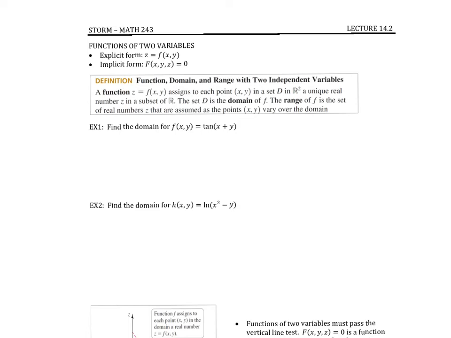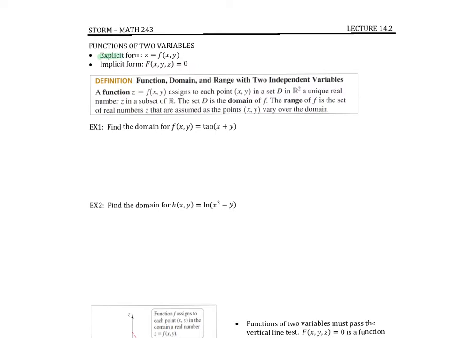In the previous section, we looked at different graphs in three-dimensional space, and we had an x, a y, and a z coordinate. In this section, we're going to talk about what it means for z to be a function of the variables x and y.